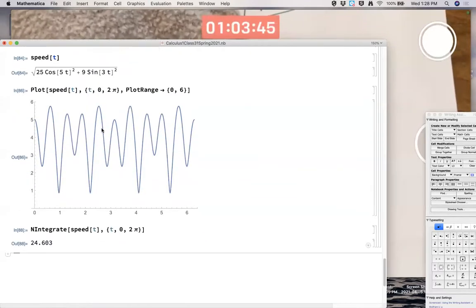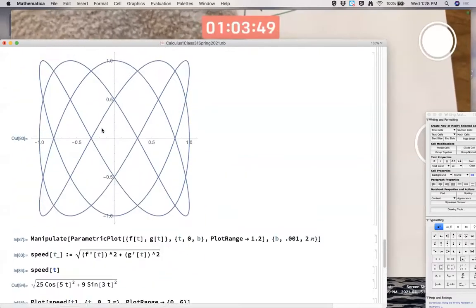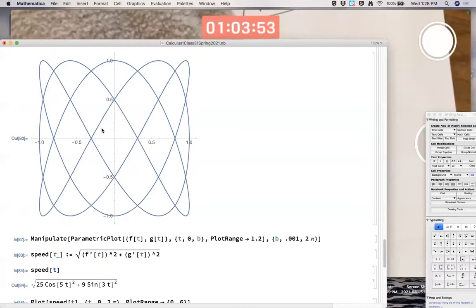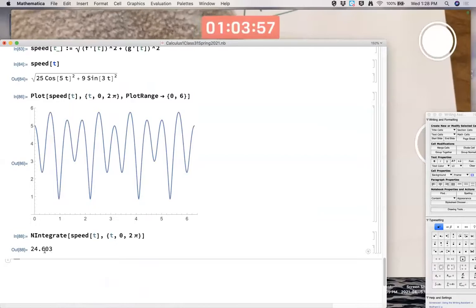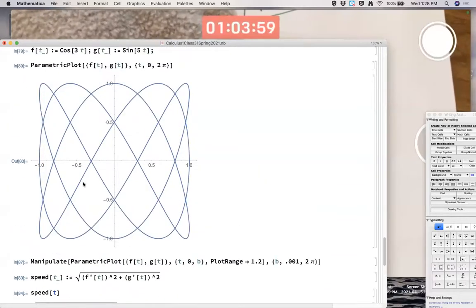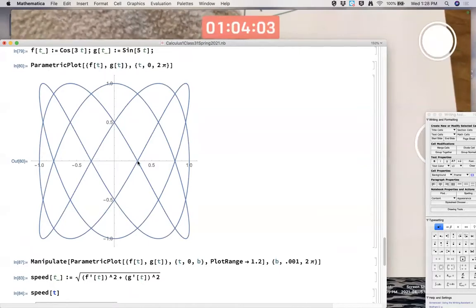Now, the units of area would be square units of distance, and the units of distance would be regular distance units. So the units are off, but the numerical values are the same. The area under this graph numerically is about 24.6, and that is the distance traveled along this curve, about 24.6, as t goes from 0 to 2 pi.